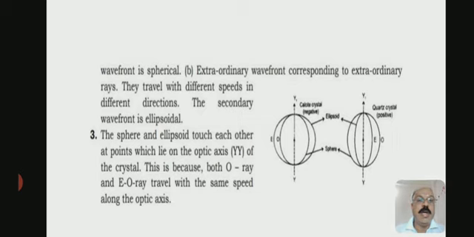The sphere and ellipsoid touch each other at a point which lies on the optic axis YY'. You observe the two figures, where the two surfaces, one elliptical and one circular, must touch each other. Where they touch, the point lies on the optic axis of the crystal. This is because both the ordinary ray and the extraordinary ray travel with the same speed along the optic axis.